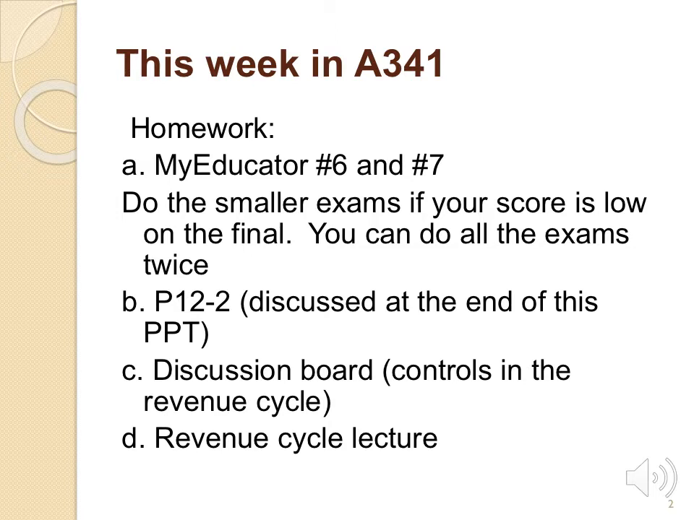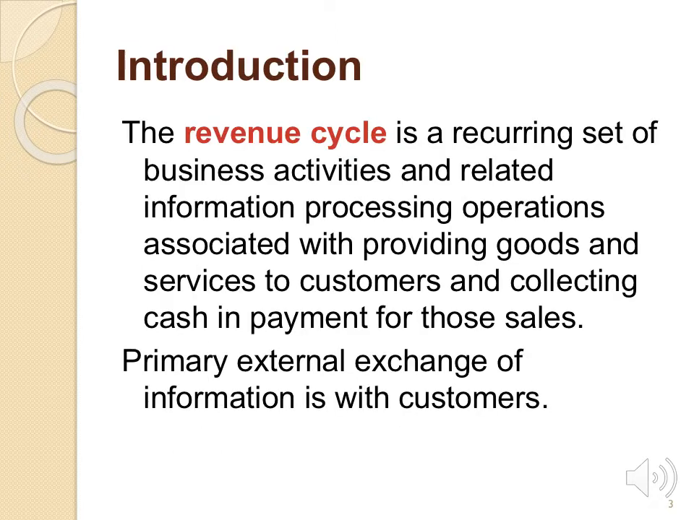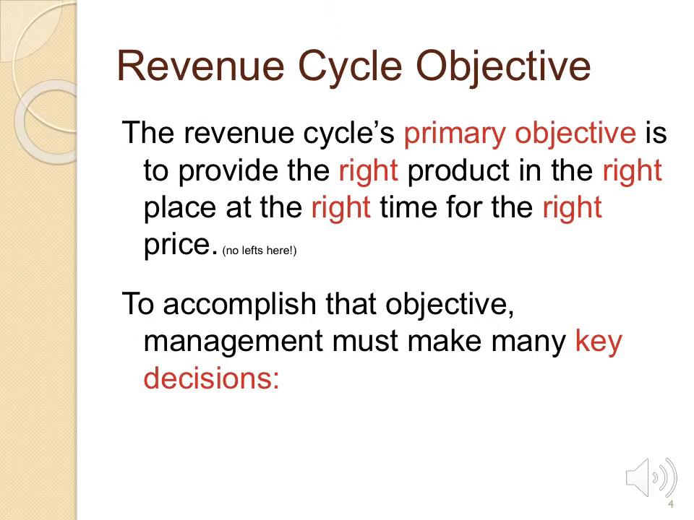So the revenue cycle, this is chapter 12, is a recurring set of business activities having to do with sales. So the selling of the product, picking of the product, the shipping of the product, collecting cash for the product. The objective of the revenue cycle is to provide the right product, right place, right time, at the right price.